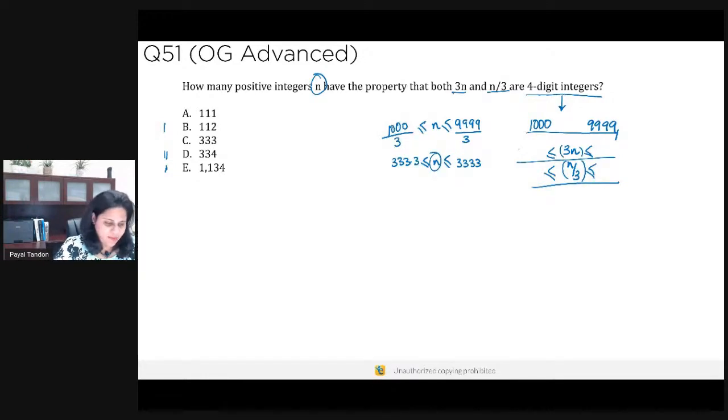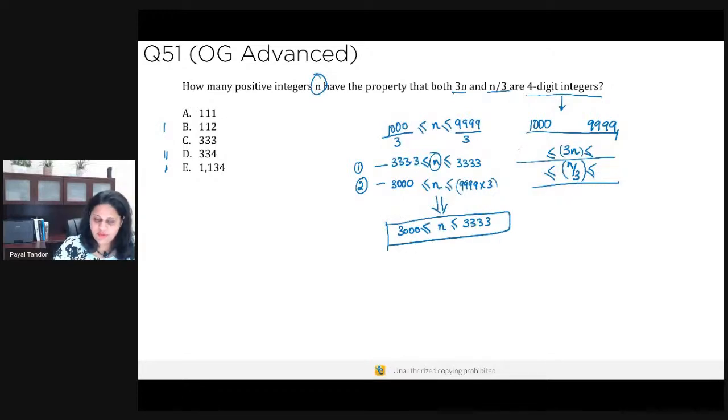Now I do the same thing for n by 3. When I do that, I take the 3 to the other side, that's 3000, and I don't need to really multiply 9999 into 3. So I have these two conditions, both of which are true, which means the range for n will be the combination of these. For both to be true, we get this as the range of n.